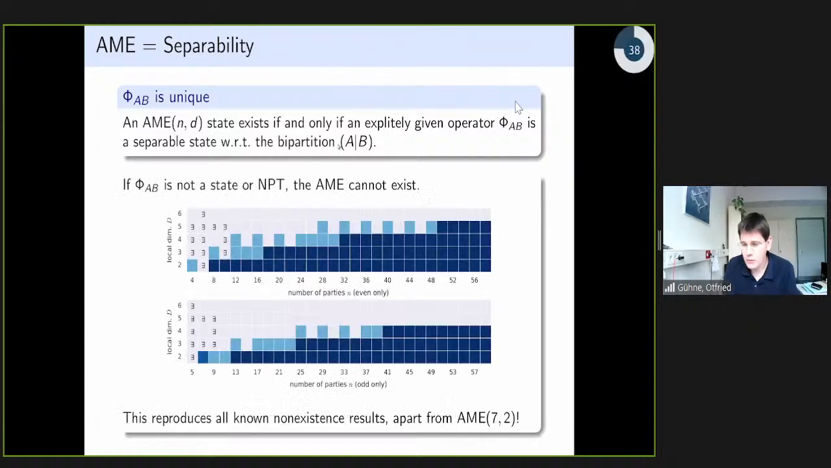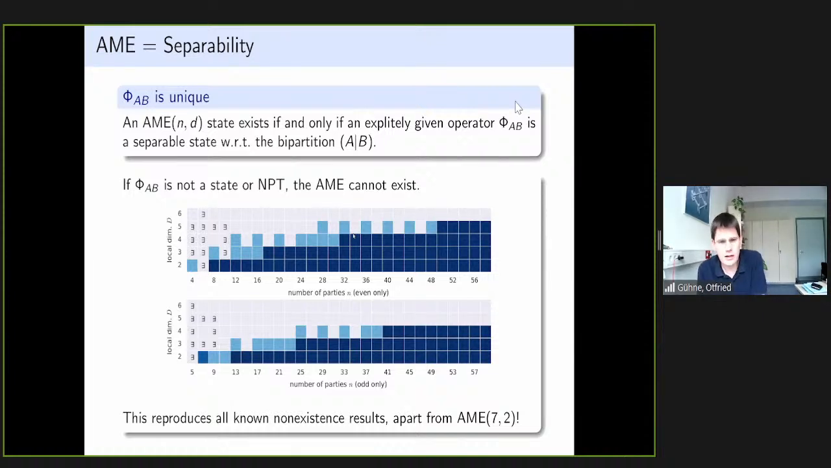And then, of course, the first thing that you do is look at these states and ask, do they violate the PPT criterion? If they violate the PPT criterion, you know that this AME state cannot exist. It's a very simple calculation with a computer program. Then you directly see that more or less all the existing results about non-existence of AME states, you recover. The state you have here already violates the PPT criterion, so it's obviously entangled and you're done. Apart from one thing, the 7-qubit case, which I discussed before, this you cannot solve in this manner. All the other cases are solved.